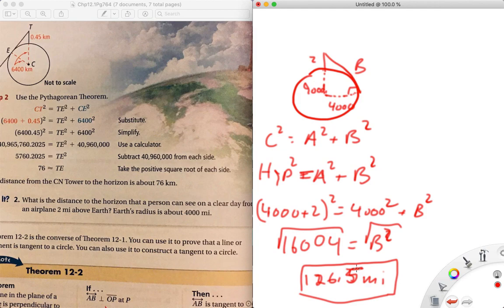So I took the sum, which is 4,000, which is the radius of the Earth, plus 2 miles since the plane is 2 miles above, and squared it. I subtracted the square of 4,000 from that, then I square rooted that answer. So 4,002 squared minus 4,000 squared is 16,004. I square rooted that to get the distance, which is 126.5 miles.